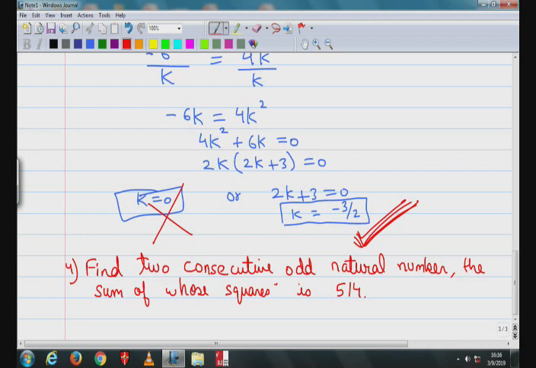Find two consecutive odd natural numbers, the sum of whose squares is 514.